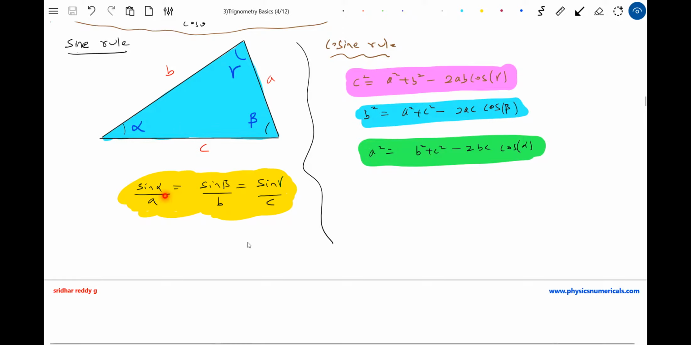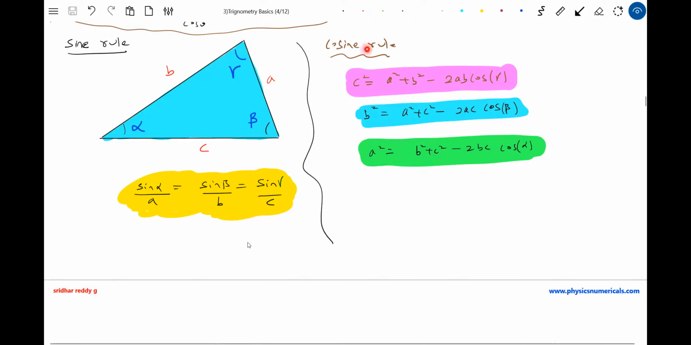Then the sine rule says: sine alpha divided by the length of the side which is opposite to this angle, that is A. Sine alpha by A, then sine beta by the length of the side which is opposite to this angle, sine beta by small b, sine gamma by C.